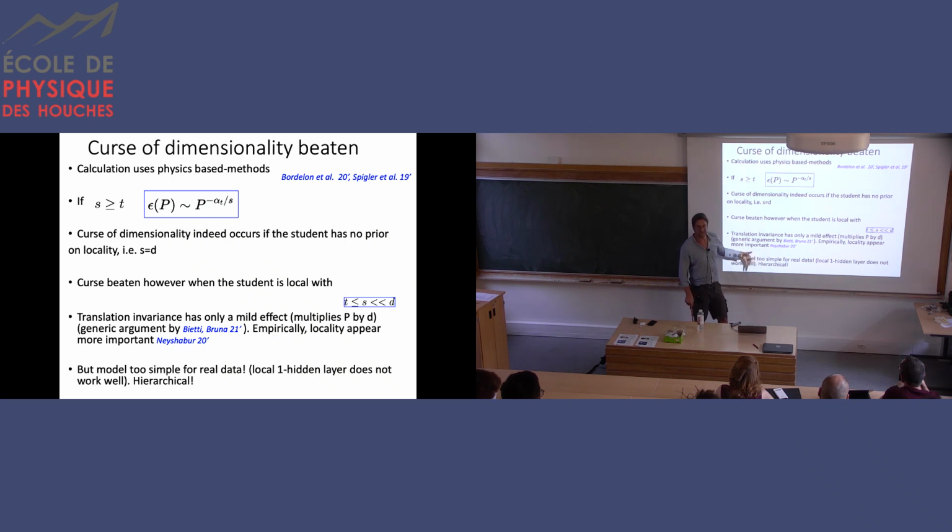So locality seems to be really important. That's supported by this model, but clearly a model like that is too simple to really characterize data. Data are much more than just being local in the way I defined, and one way to think of it is that my student network, if I was acting on real data, would still give very poor results, right?